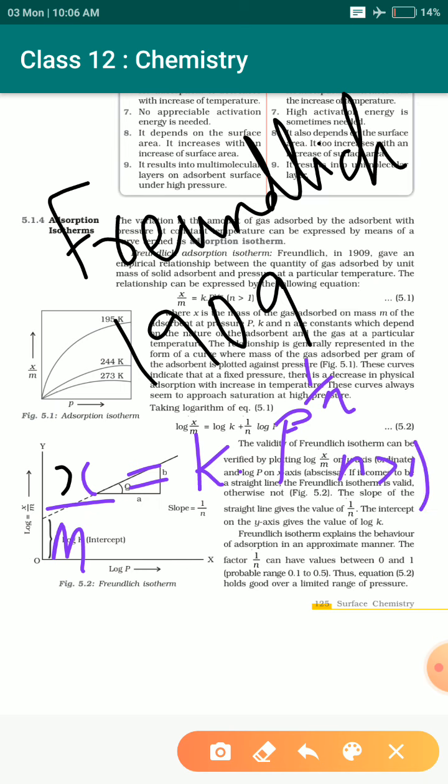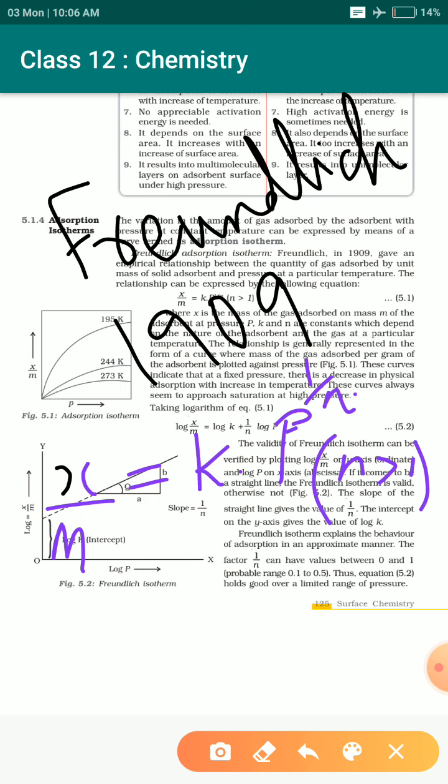The value of n is not always, but we can definitely take it as greater than 1. It is not taken as 0 because 1 by 0 is infinity. So the value of n must always be greater than 1.